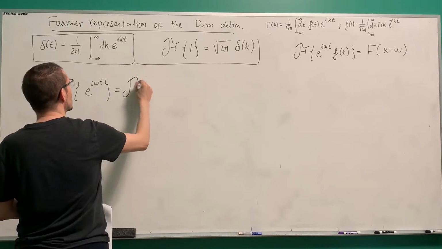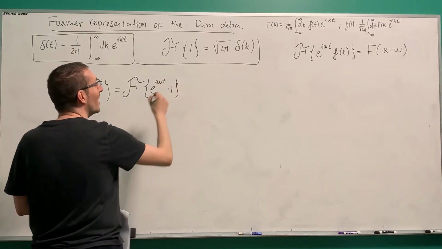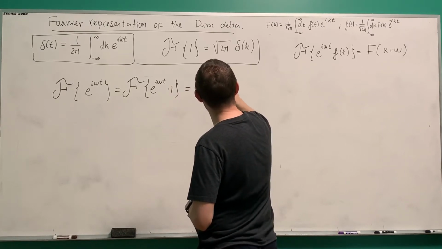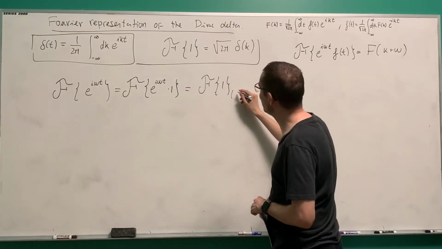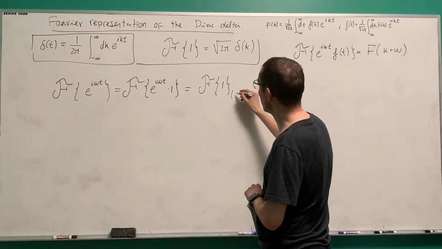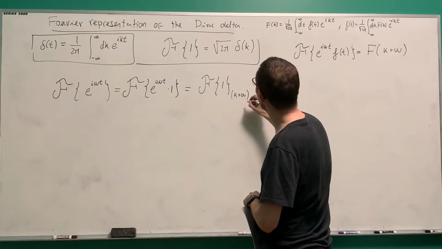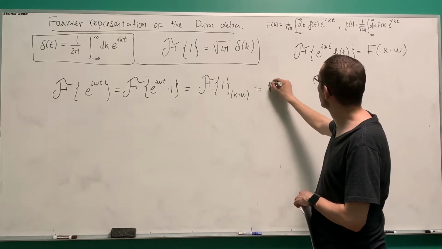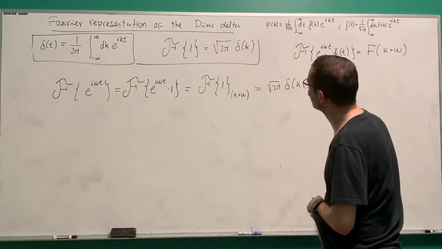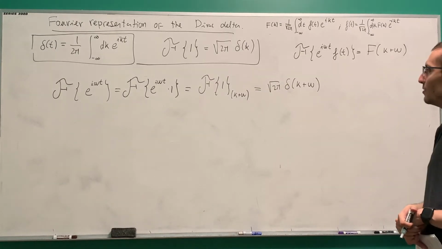But you see, this thing is the Fourier transform. Well, let me write it like that: the Fourier transform of e to the I omega t times 1. So what I get here is the Fourier transform of 1 only shifted by an amount omega. It's evaluated at k plus omega. So if I do that, what I get is root 2 pi of delta k plus omega. So this is the Fourier transform of e to the I omega t.